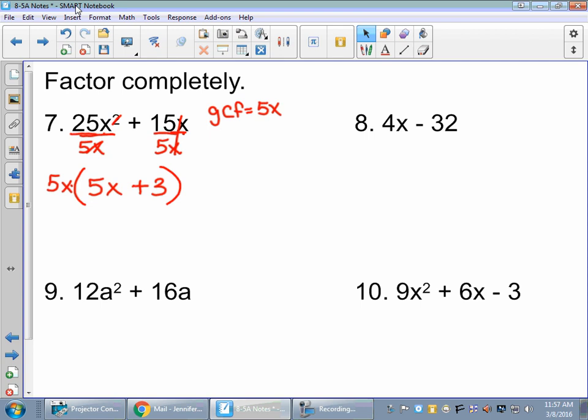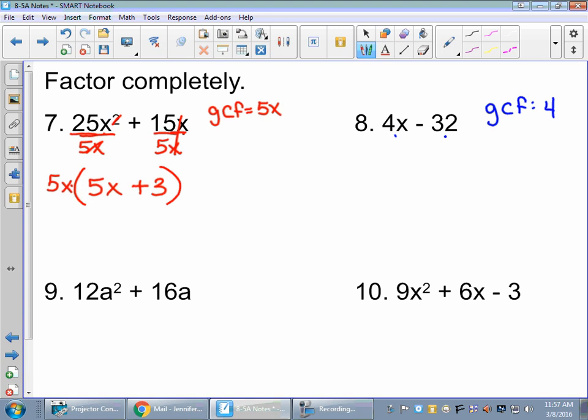All right, 3 more problems. We can do this. So number 8 here, I'm looking at these two terms, 4x and negative 32. Trying to figure out what 4x and 32 have in common. Well, there is no variable in the 32, so there's going to be no variable that they share. 4 goes into 32, and 4 also goes into itself. So my greatest common factor is 4.